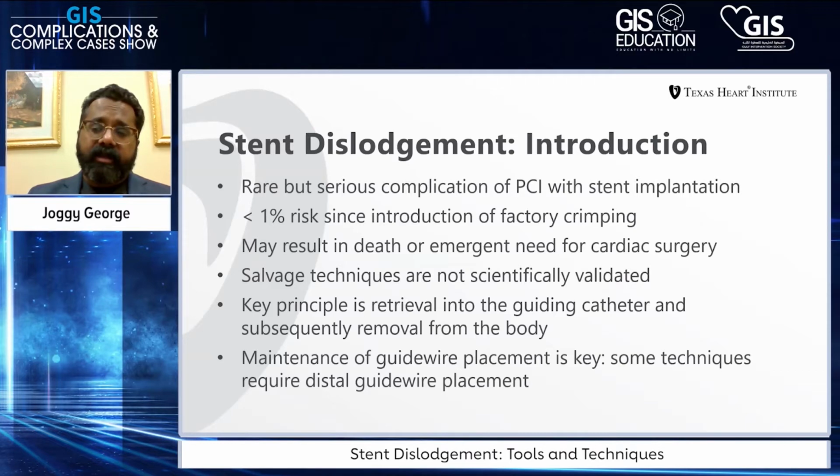These are all based on operator reports or case reports or case series. The key principle is retrieval into the guiding catheter and subsequent removal from the body if possible. If not possible, then we can try to either crush the stent into the wall or somehow displace it into an area that is least harmful.